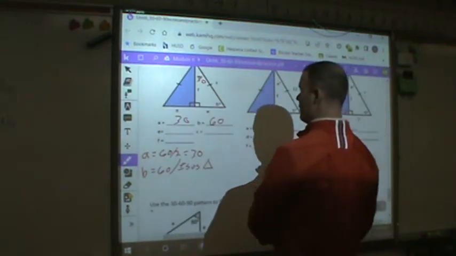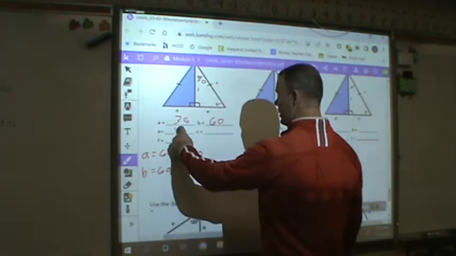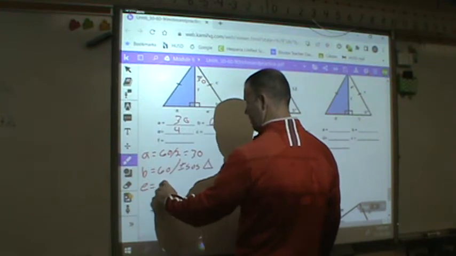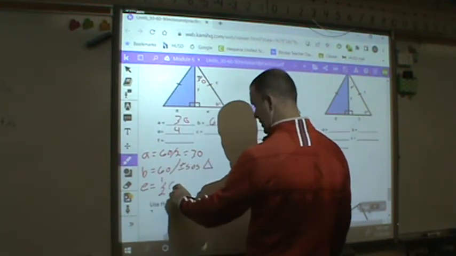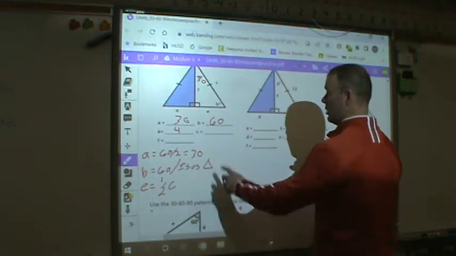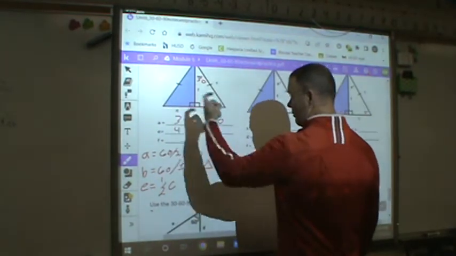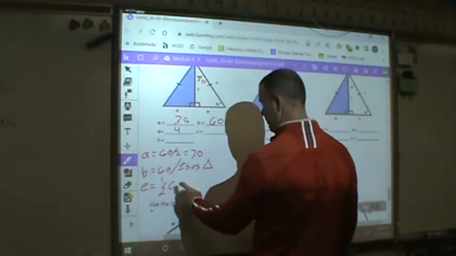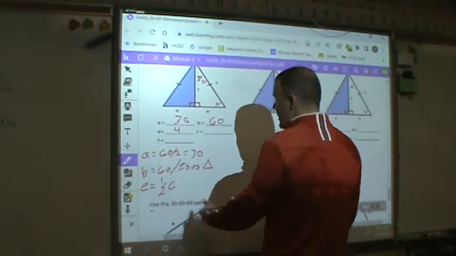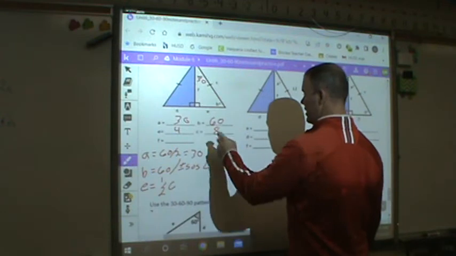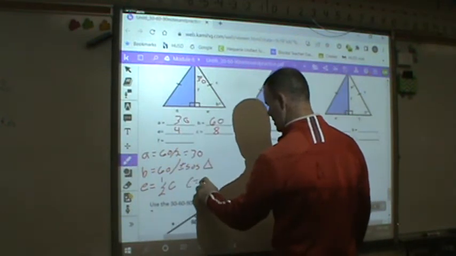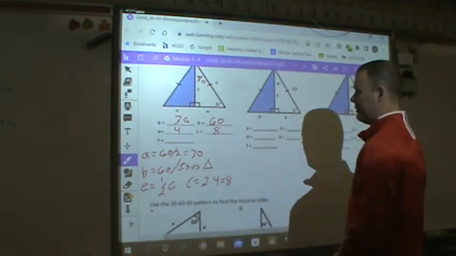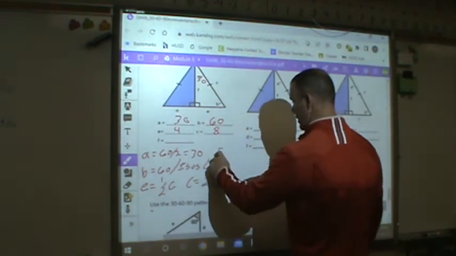Then it says find E. What is E? Well, E is 4. Why is E 4? E equals half of C, or E is equal to the other side of the other triangle. So if C equals 8, E equals 4. C is twice 4, or 8. Again, I'm just showing evidence that something is going on. And then F.